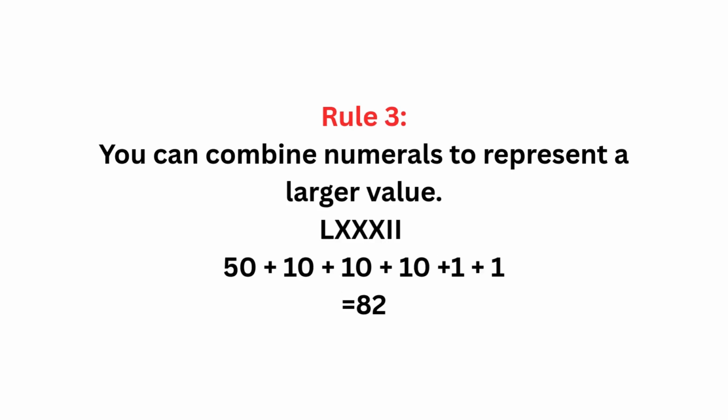Rule number 3: you can combine numerals to represent a larger value. You can combine different numerals from the basic numerals I gave you at the beginning to get larger values. For instance, LXXXII. L is 50, X is 10, X is 10, X is 10, I is 1, I is 1. So when you add up 50 plus 10 plus 10 plus 10 plus 1 plus 1, you get the value of LXXXII, which is 82.